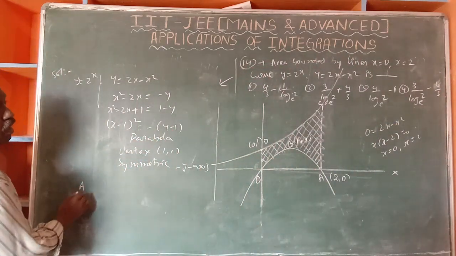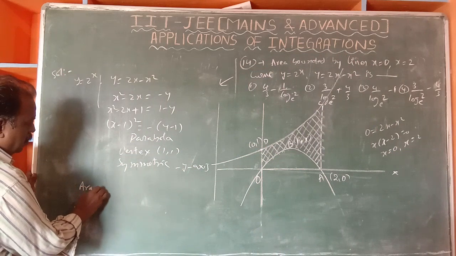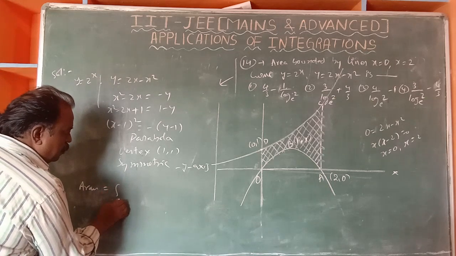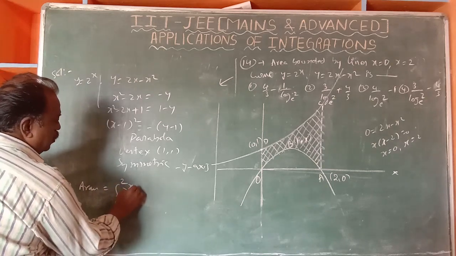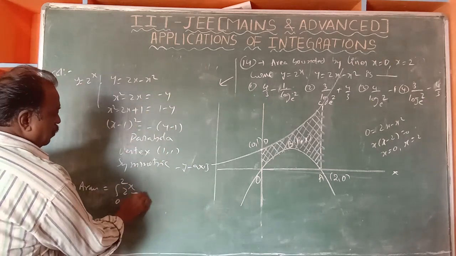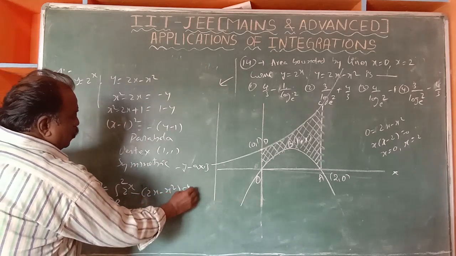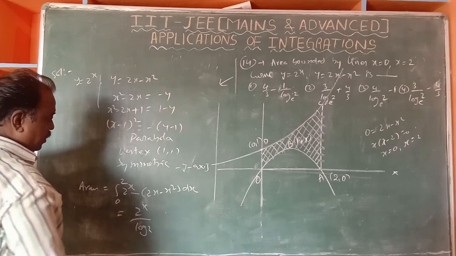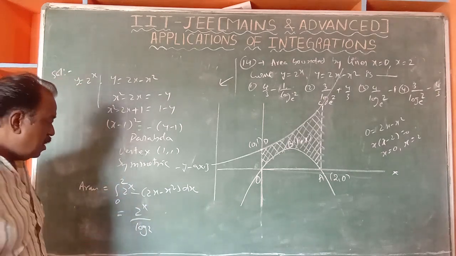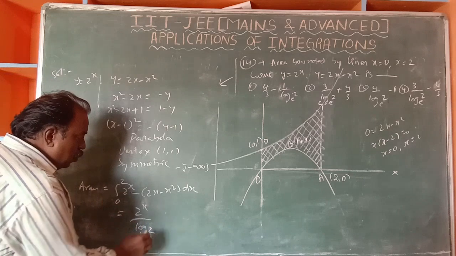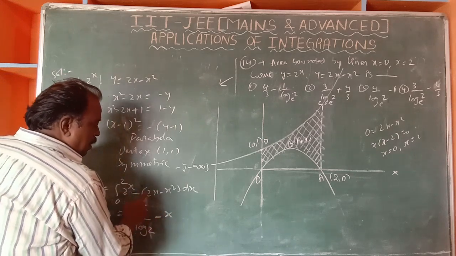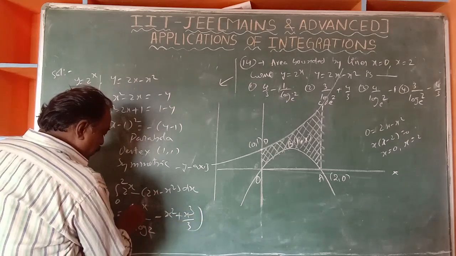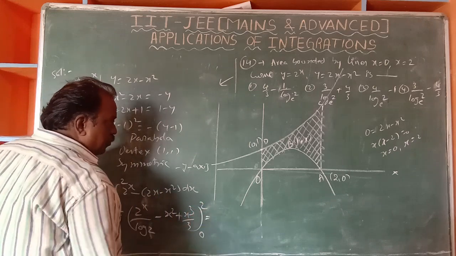Now we solve the problem. See, the area is the integral from 0 to 2, the upper curve is 2^x minus (2x - x²) dx. The integration of a^x is a^x / log a. Here it is 2^x / log 2 minus, 2x gives x², minus minus x² gives x³/3, with the limits 0 to 2. Now we substitute.